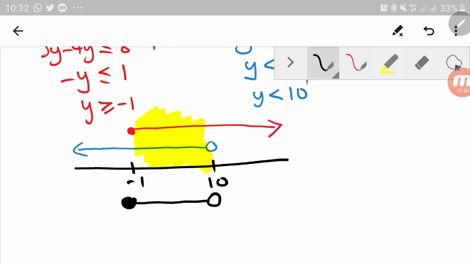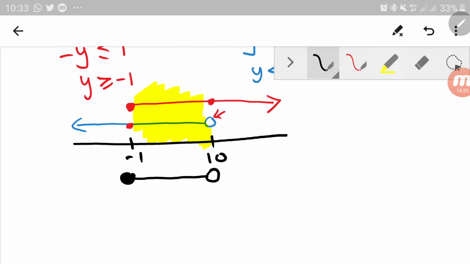Okay, y at minus 1 is a dense circle because over here we have minus 1, and over here also minus 1 is on the line. So the value exists in both intervals, so we take minus 1. But for 10, we have 10 inside this one, but we do not have 10 over here. So we cannot include 10 in our interval. That is why we consider an empty circle.